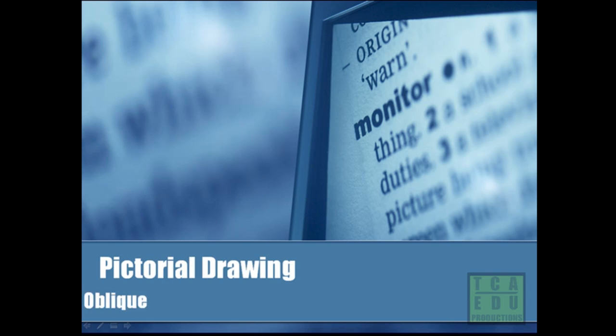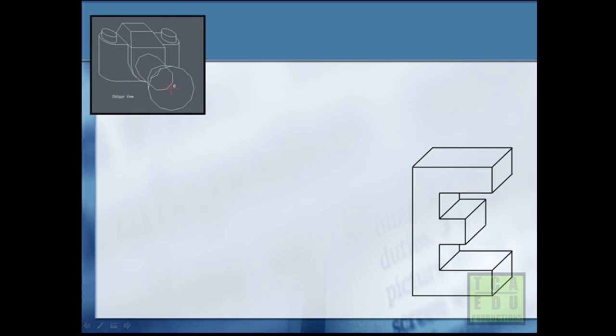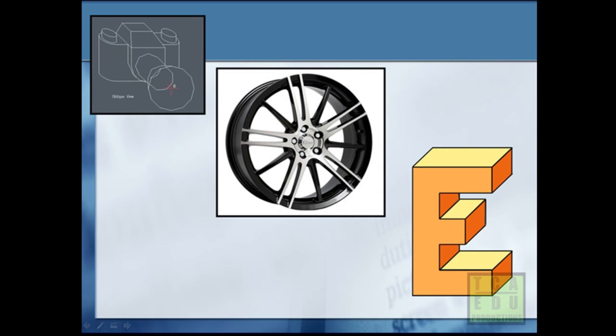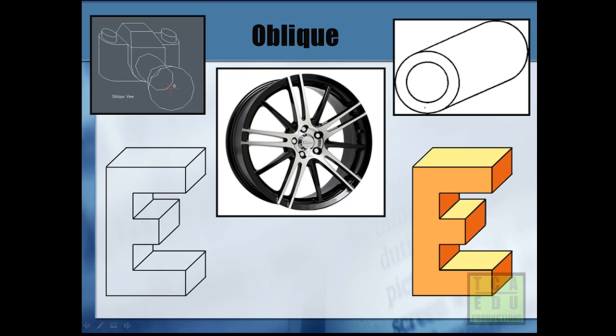Our third type of pictorial drawing is oblique. Oblique is not a well-used drawing, but it is useful for showing certain types of information. Here are some examples of oblique drawings. As you can see, oblique drawings show a circle on the front elevation as being a true circle, and this is shown in a few of these different views, which is one of the advantages of using oblique.